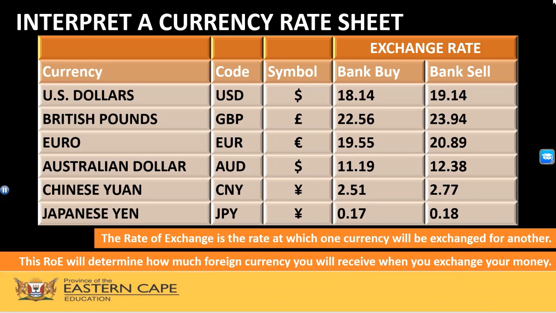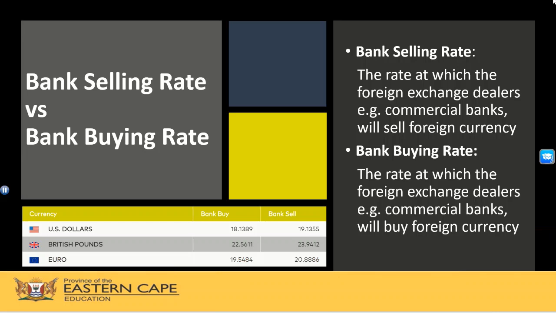Another thing I want to point out to you is that you will see right throughout those currencies given on the screen that the bank selling rate is always higher than the bank buying rate. But we'll get back to a reason for that a little bit later. The bank selling rate versus the bank buying rate.